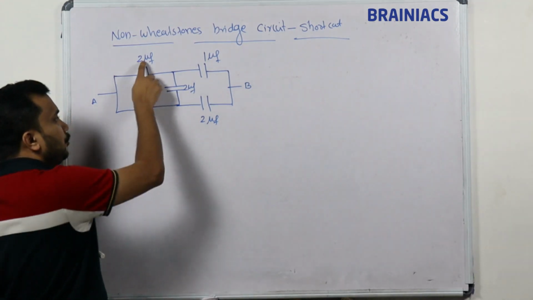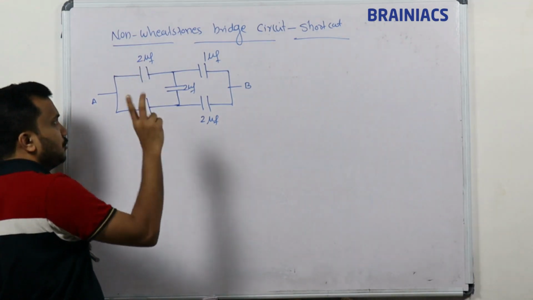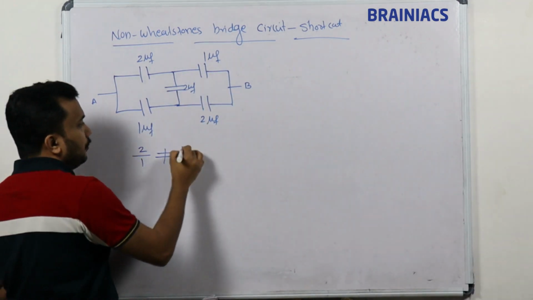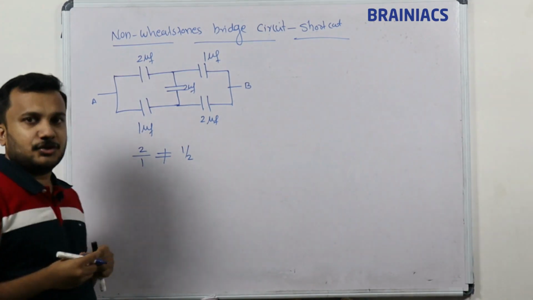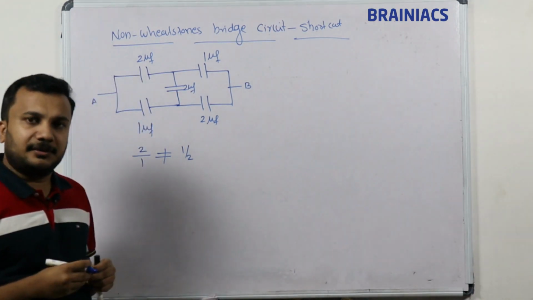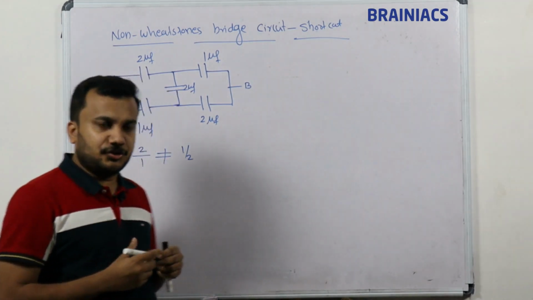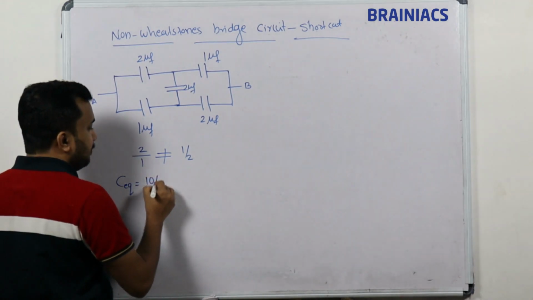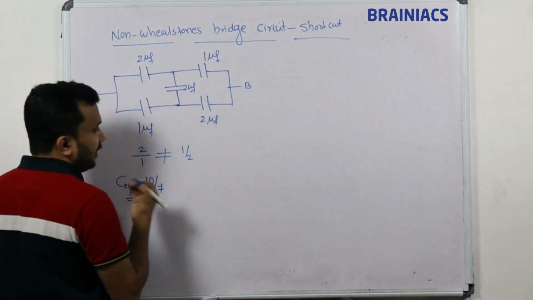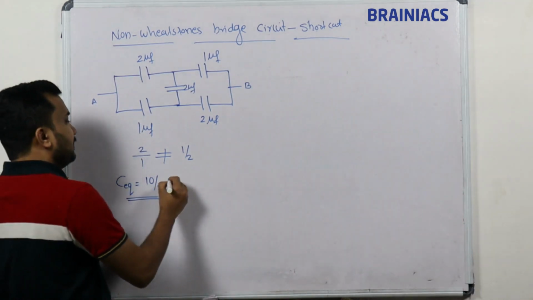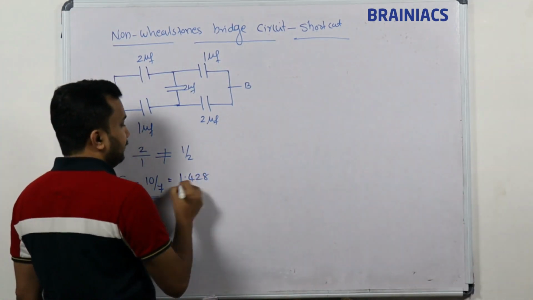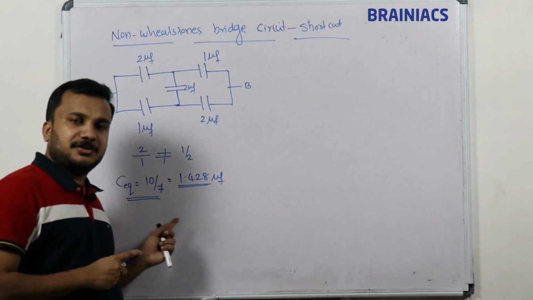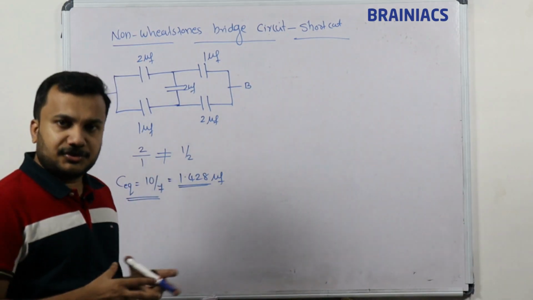If I look at the ratio, 2 by 1, it is 2, and the other is 1 by 2. So 2 by 1 is not equal to 1 by 2, so it is a non-Wheatstone bridge circuit. For that we applied the Kirchhoff voltage law, and finally we got the equivalent capacitance of this system as 10 by 7 microfarad. Of course, 10 by 7 equals 1.428 microfarad.